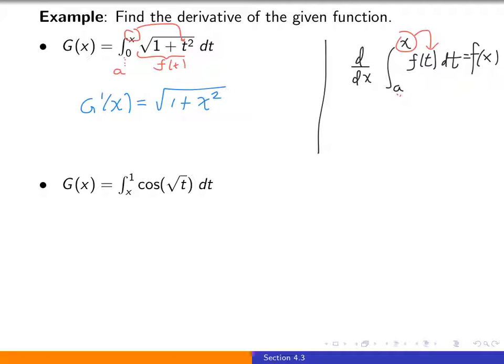It almost seems too good to be true, in the sense that no real work is required besides recalling what this first part of the fundamental theorem of calculus tells us.